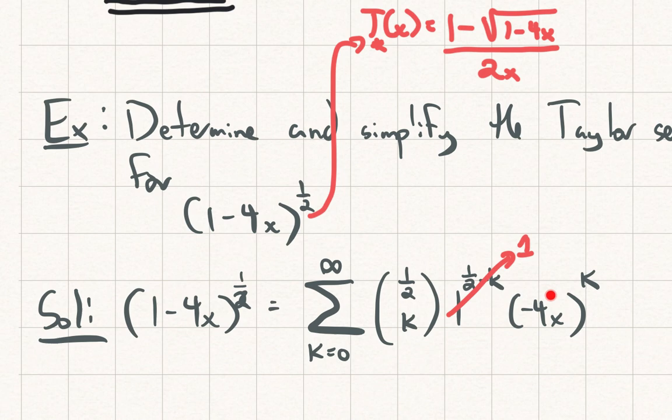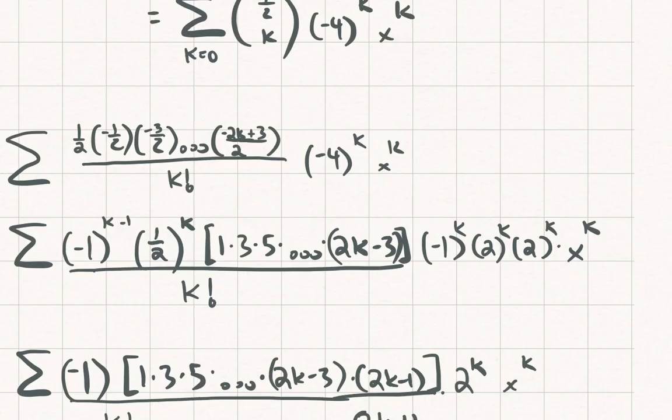Times negative 4x all to the k. So the next thing we're going to do is factor out this minus 4 to the k. So let's see that on the next slide. I factor out this minus 4 to the k separately from this x to the k, but otherwise this is the same thing, just 1/2 choose k.